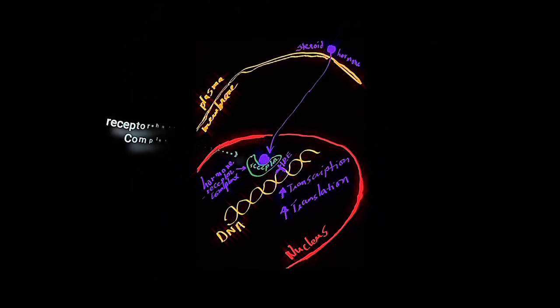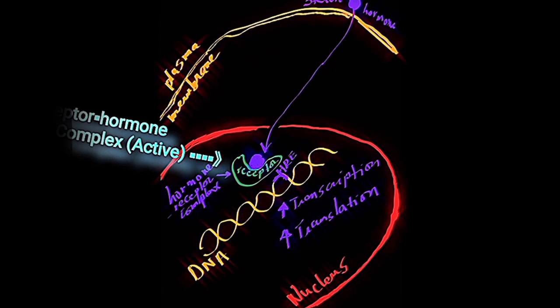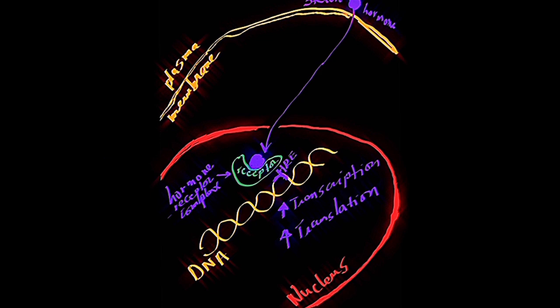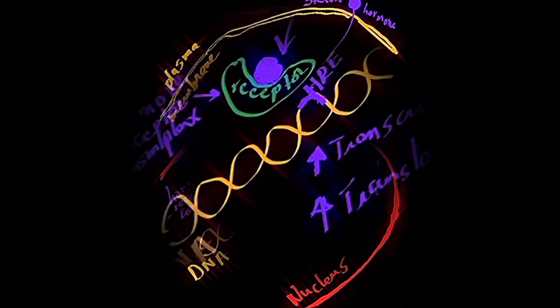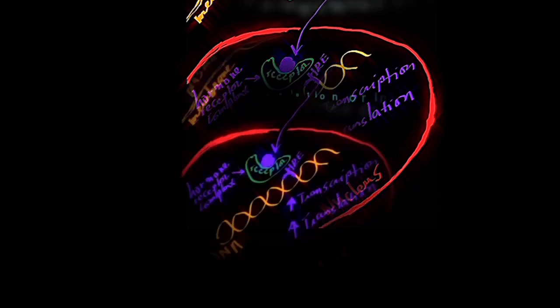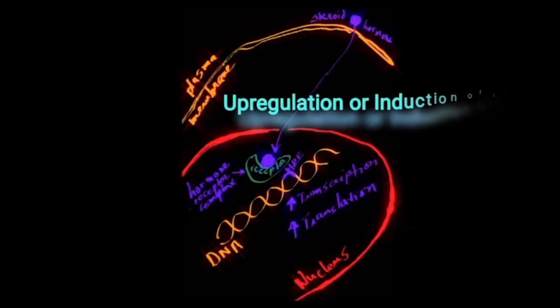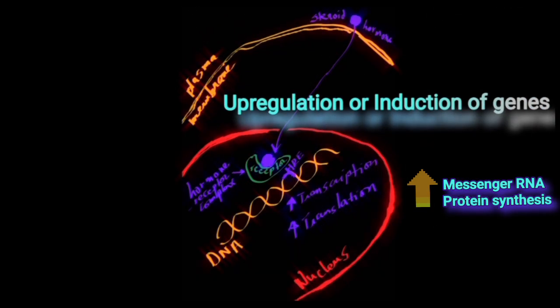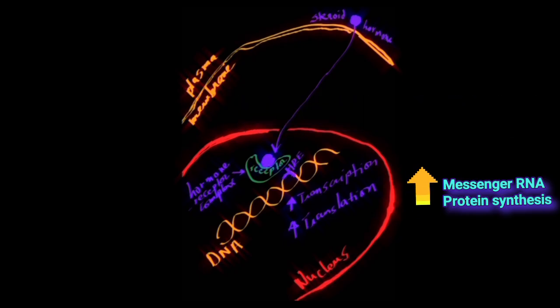Now, they translocate from the cytoplasm into the nucleus, bind to an enhancer region in a specific gene that activates the promoter region of that gene and increases transcription. So this is what you call upregulation or induction of genes. More messenger RNA is translated to more protein.